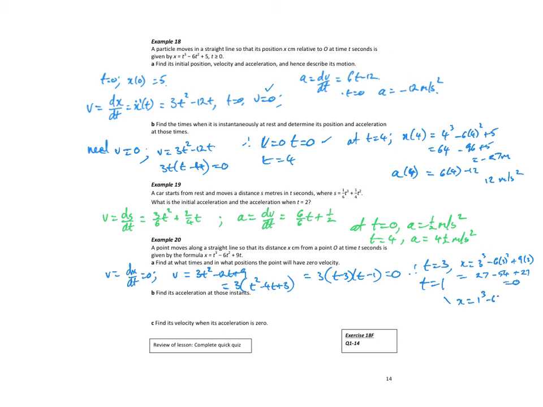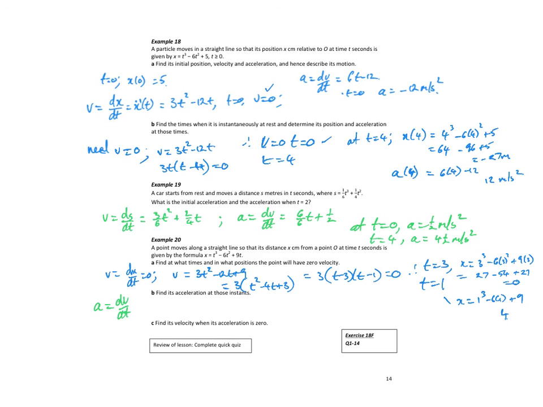T equal to 1, substituted in. 1 cubed minus 6 plus 9. What's that? 10 minus 6, which is 4. So we're 4 meters in a positive direction. Find the acceleration at those instances. Probably should be instances, I reckon. T equal to 1, t equal to 3.